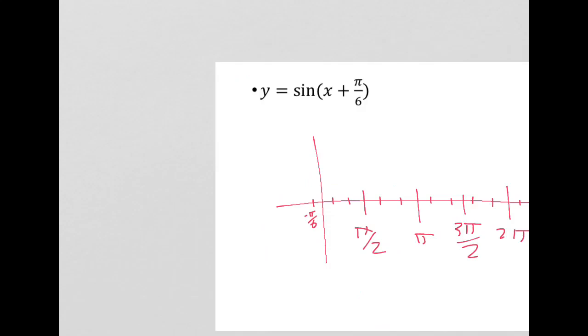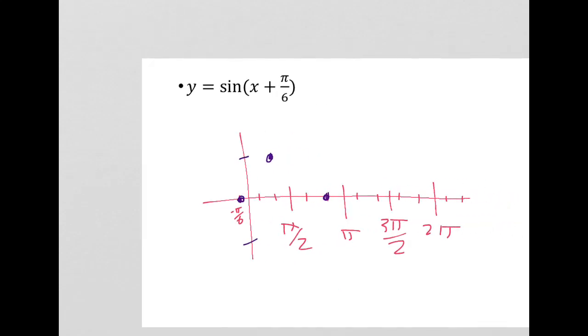And now, again, all we need to do is fill in the pattern that we know for the sine graph. We're starting here. Sine goes up first. So where does it go? It's always going to be one tick mark to the left of where it normally is. So my next point has to be right there, and then my next point right there, and then my next point right there, and then my last point's going to be right there. And now we'll just sketch it in.